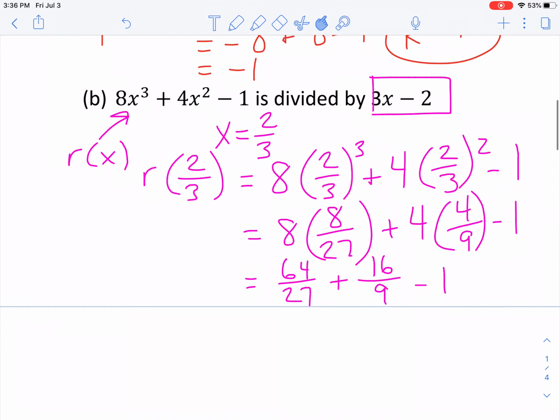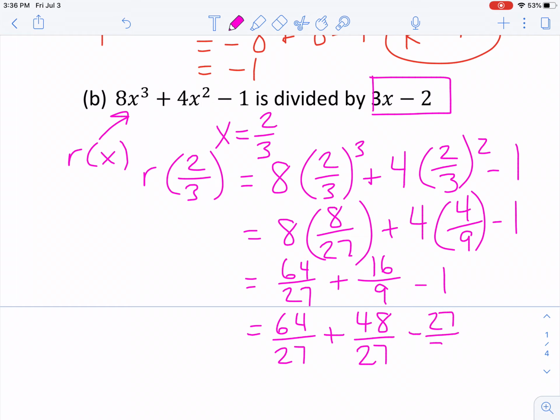And at this point we need to get a common denominator. So our common denominator is going to be 27. If I multiply 16 over 9 by 3 over 3, I will get 48 out of 27. And 1 over 1, I'm going to multiply by 27 over 27 to get that common denominator. And my final answer is 85 over 27.